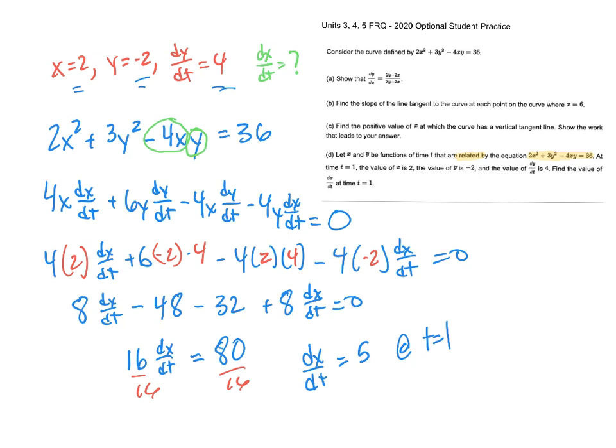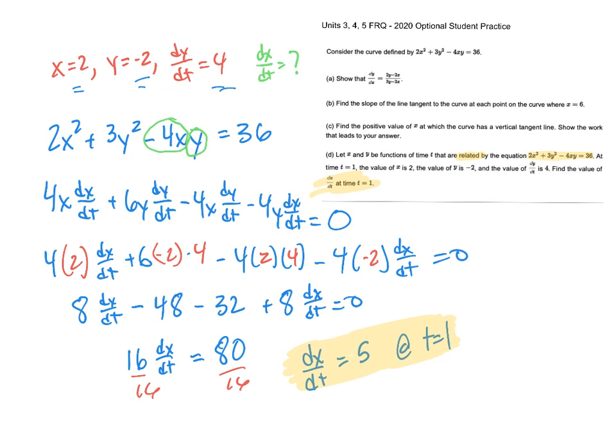Oops, that was a terrible highlighter. Let's try this again. There we go. dx dt equals 5 at t equals 1, which is what we were asked to find. Right here. So we did it. All right. I'm giving a self-high five to myself right now.